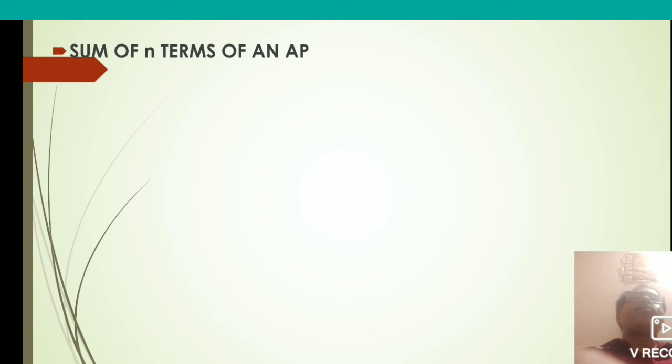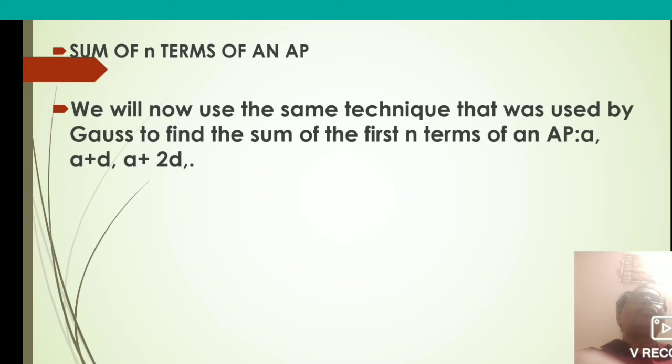So now we have to find the actual formula which is helpful to find out that mass data amount, that is, the total of the 21 amounts. The sum of the terms of an AP is very much useful to find that sum. Now we will use the same technique that was used by Gauss to find the sum of the first n terms of an AP: a, a plus d, a plus 2d, and so on.